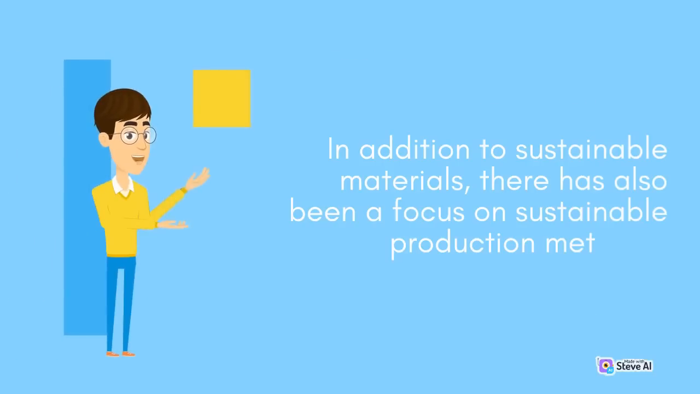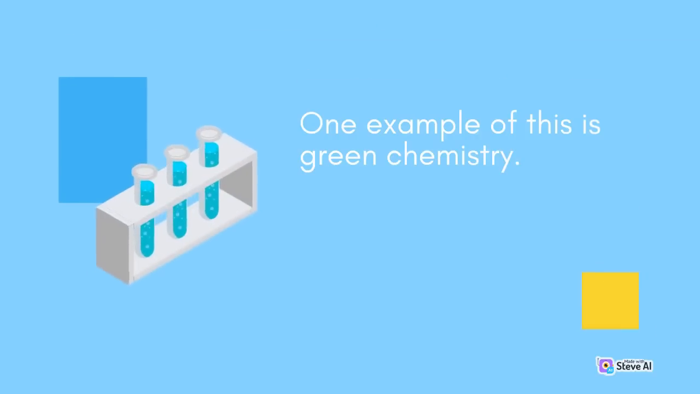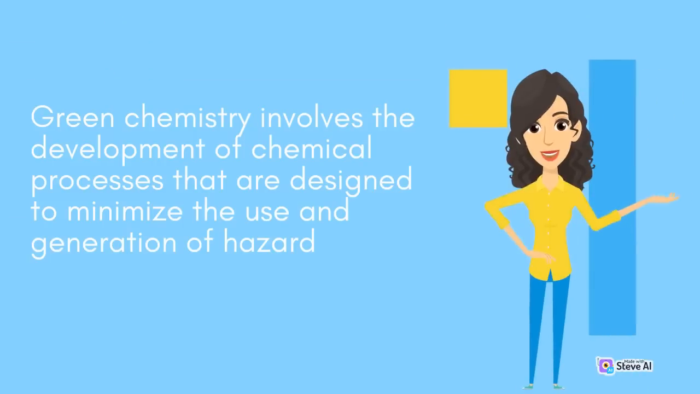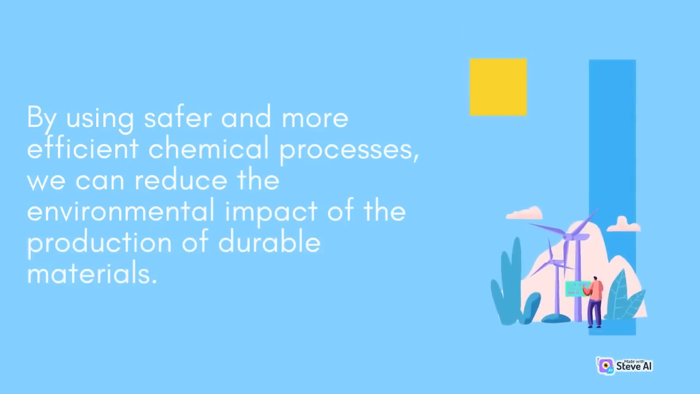In addition to sustainable materials, there has also been a focus on sustainable production methods. One example of this is green chemistry. Green chemistry involves the development of chemical processes that are designed to minimize the use and generation of hazardous substances. By using safer and more efficient chemical processes, we can reduce the environmental impact of the production of durable materials.